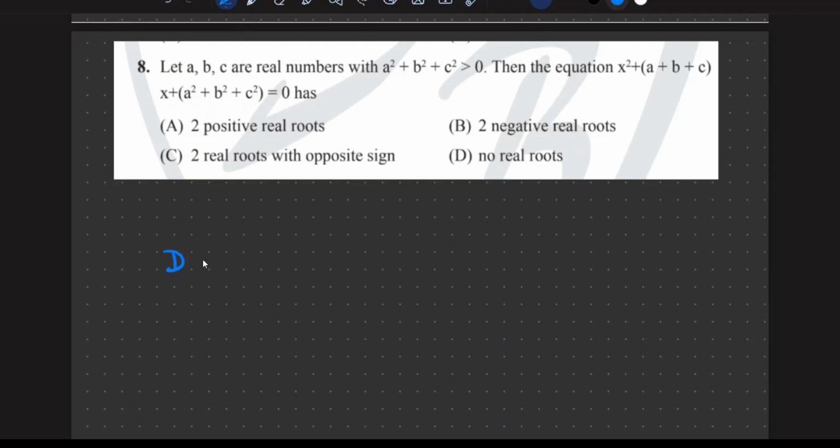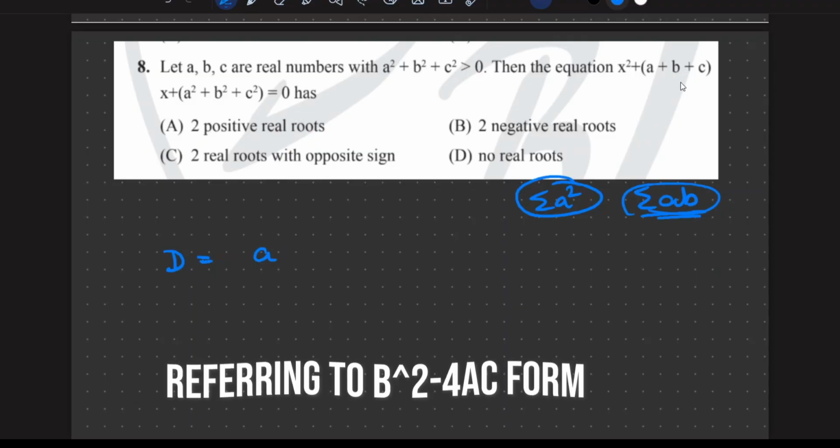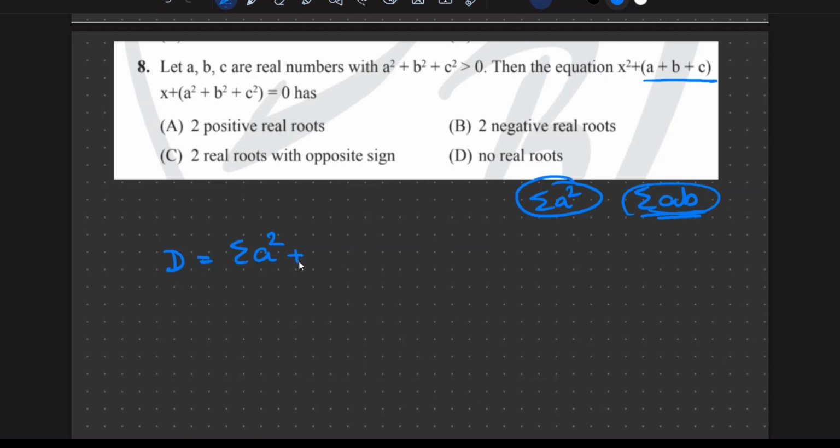So let us find the discriminant and comment on the nature of its roots. So discriminant is equal to b square minus 4ac, right? So a plus b plus c whole square. So listen over here, the notations I'm using. I'll be using summation a square for a square plus b square plus c square, and summation ab for ab plus bc plus ca, alright. So please know the notations which I will be using, okay. So b square would be summation of a square plus 2 times summation of ab, alright.